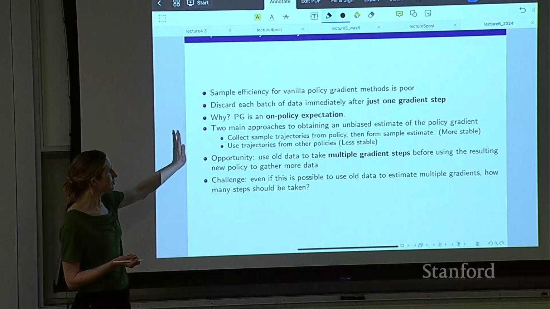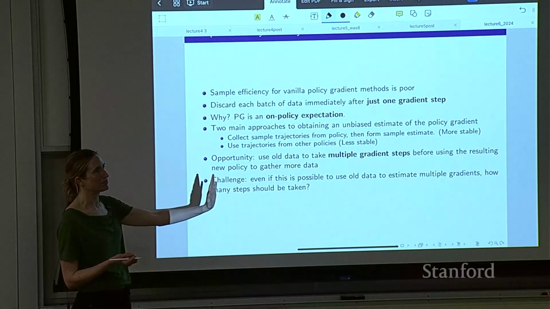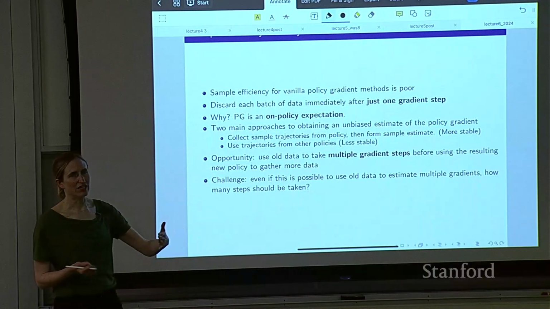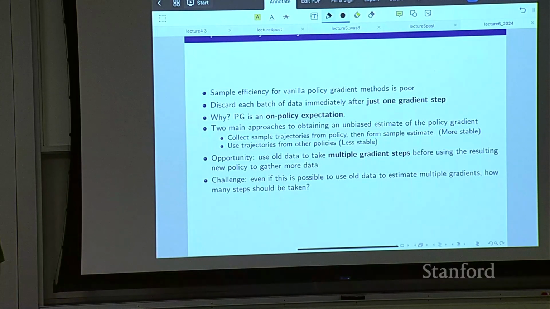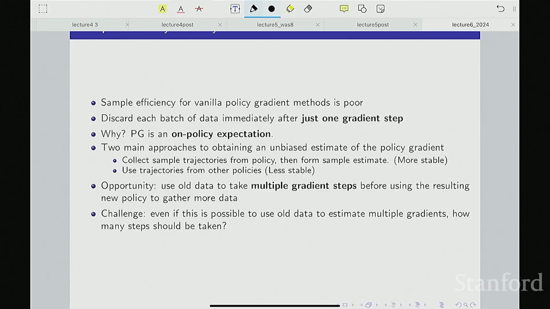We would like to be able to use our old data to take multiple gradient steps before we actually have to gather data. And you can imagine that might end up allowing us to be much more data efficient, so that the total amount of times we have to gather more data is much less. So we're going to think about a way today, and we'll talk more about this certainly over the next few weeks as well, of how we use our old data to essentially move faster in our parameter space.